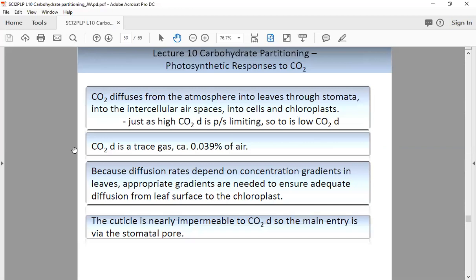And because the diffusion rate of carbon dioxide into the leaf depends on a concentration gradient, appropriate gradients are needed to ensure adequate diffusion. Keep in mind that the cuticle is nearly impermeable to carbon dioxide diffusion. So the main entry is via the stomatal pore. And of course, the same path is travelled by water vapour that is exiting the leaf in the process of transpiration.